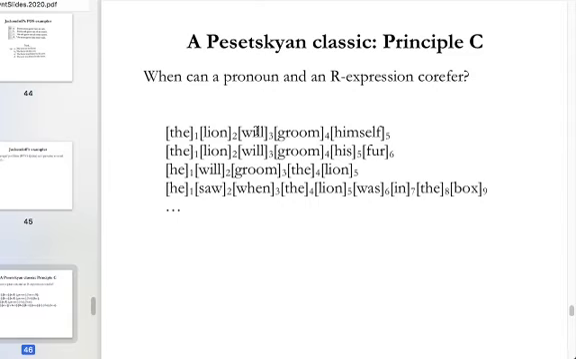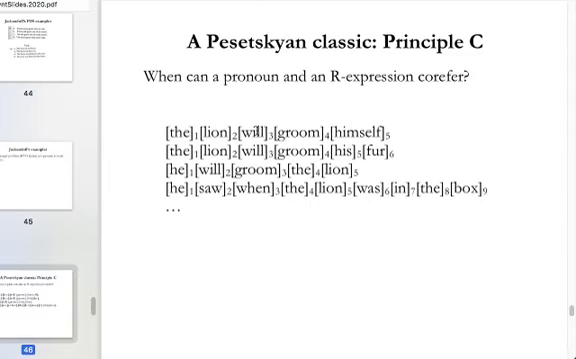Well, in the first sentence here, the lion will groom himself. The claim is that the noun phrase the lion and the pronoun himself, which is actually an anaphor, can co-refer because they can both refer to the same individual. So the lion is grooming an animal. The animal that the lion is grooming is the same lion. That's what this means. The lion will groom himself, right? So in this case, we'd say that the R-expression, the lion, can co-refer with the anaphor himself.